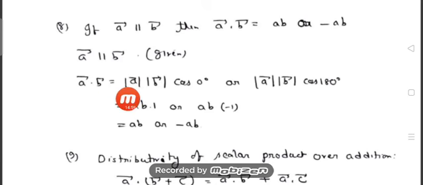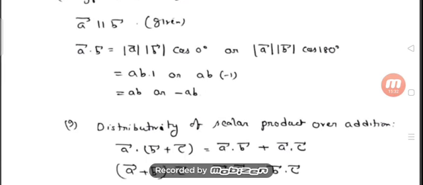a bar dot b bar, by definition, is modulus a bar, modulus b bar, cos of the angle between them. If they are parallel, they may be like parallel, in the same direction, in which case the angle between them is 0. Or they may be of opposite direction, right? So in that case, the angle between them is 180 degrees. So it will be equal to what? ab cos 0 is 1, and this is ab cos 180 degrees, which is minus 1. So either ab or minus ab.